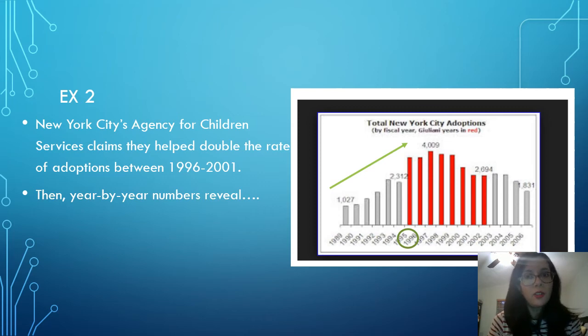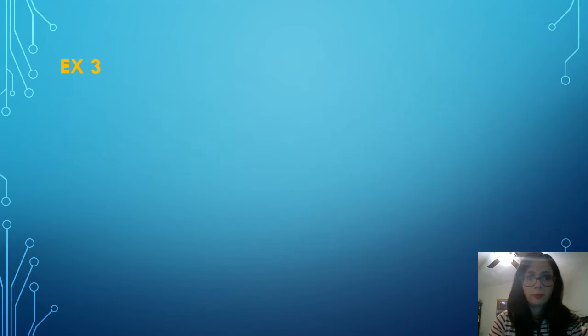And what they also didn't say is that in the last couple of years of the agency, the numbers went down. So it seems like the creation of the Agency for Children's Services had very little to do with doubling the adoption rates. But they manipulated the information by just giving me a total number, by just saying, oh, they doubled, so that I don't really know the truth. So that's why we really have to do our due diligence when it comes to statistics, evidence, and examples.